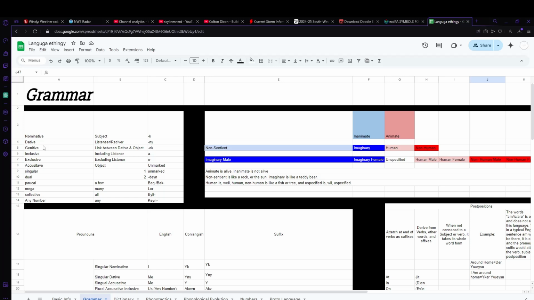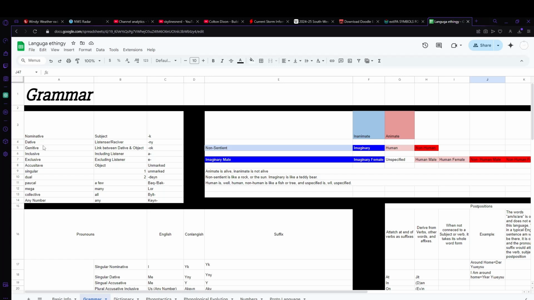Now, if you've been through elementary school, you know what a subject is. It's the doer of a sentence. Like if I say, I go to the park, I am the subject because I am going to the park. The dative case is the listener or receiver. So if I say, I gave Susie a hat, Susie is in the dative case because she is receiving a hat that I, the nominative case, the subject, gave her.